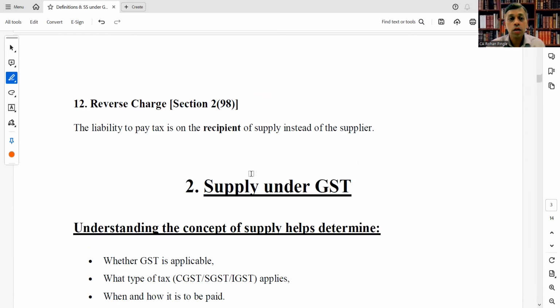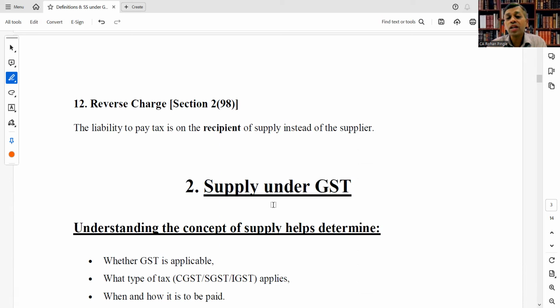Reverse charge, Section 2, subsection 98. This is the last definition from our first topic of important definitions under GST; we have learned 12 important definitions. Reverse charge: the liability to pay tax is on the recipient of supply instead of the supplier. We will learn gradually who is supplier and who is recipient. Recipient we have gone through, right? Supplier, most of us know.